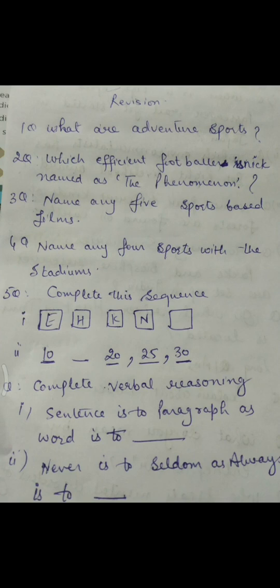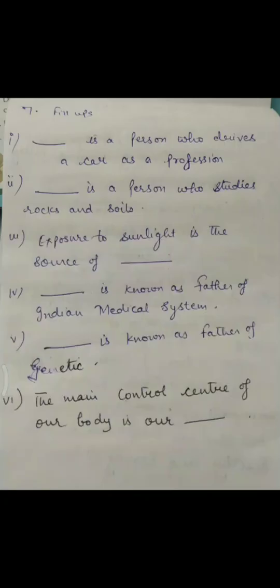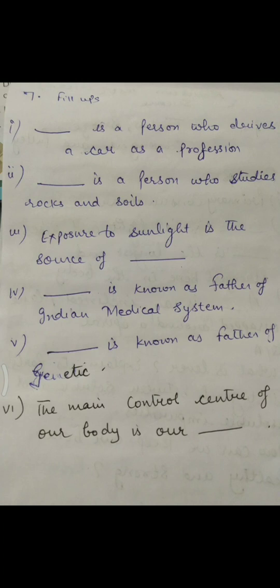Complete verbal reasoning. First, sentence is to paragraph as word is to dash. Second, never is to seldom as always is to dash. Fill-ups. First, dash is a person who drives a car as a profession. Second, dash is a person who studies rocks and soils. Third, exposure to sunlight is the source of dash. Fourth, dash is known as father of Indian medical system. Fifth, dash is known as father of genetics.